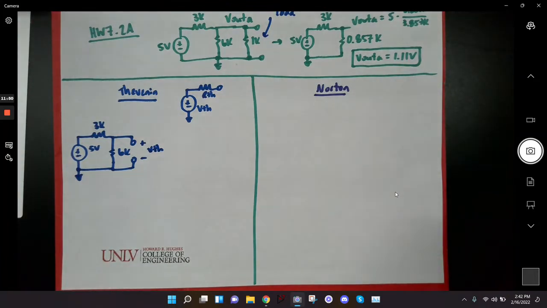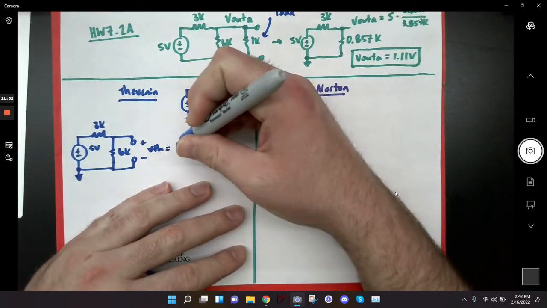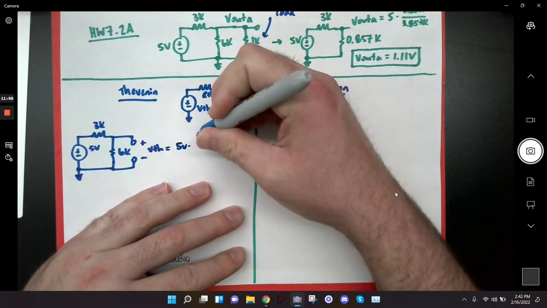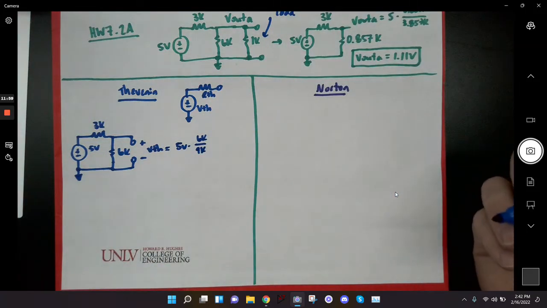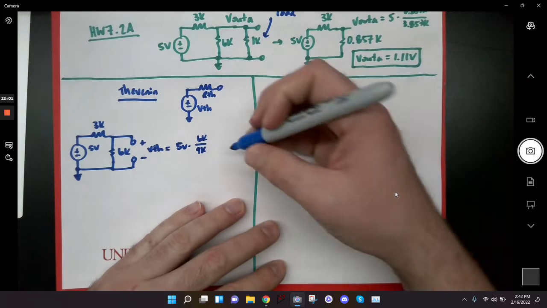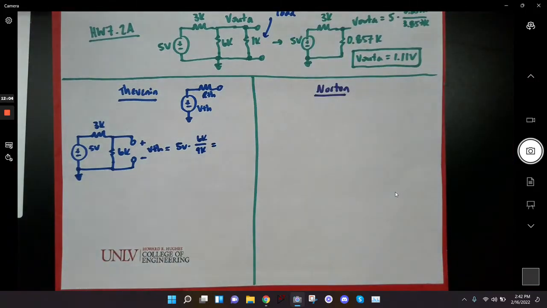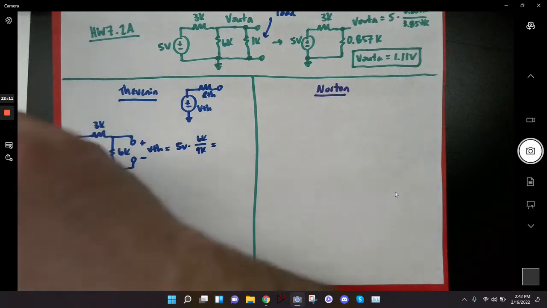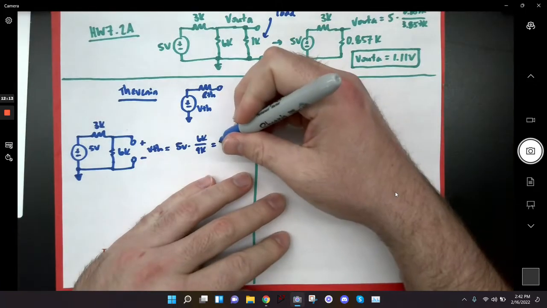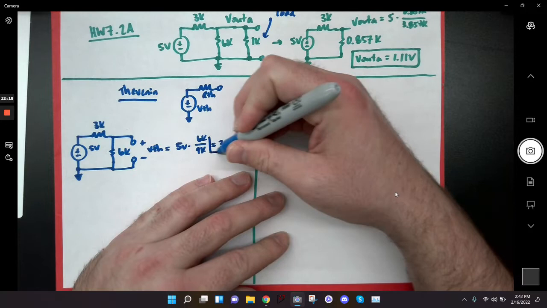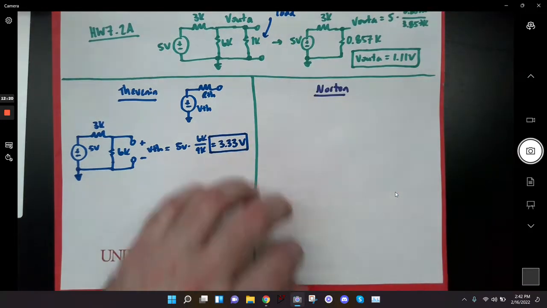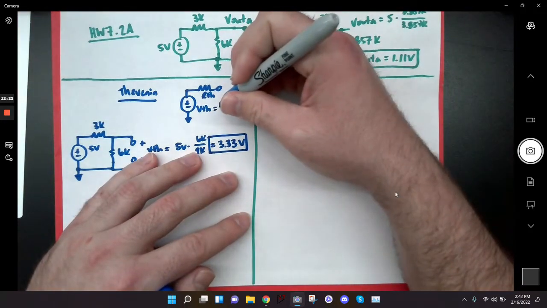This is just another voltage divider. So V Thevenin is 5 volts times 6K over 9K, or basically 2/3 of 5, which I think is 3.333. All right, let me try it. 5 times 2 over 3, 3.333. So V Thevenin is 3.33 volts. Okay, so now I have my Thevenin voltage. That's 3.33 volts.